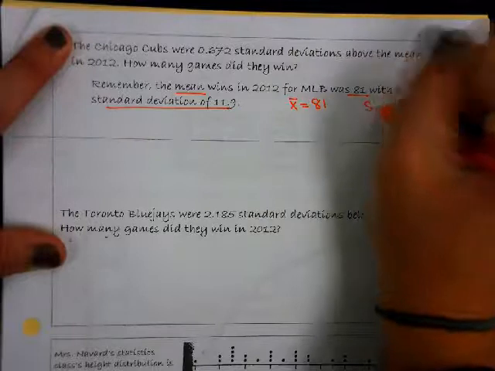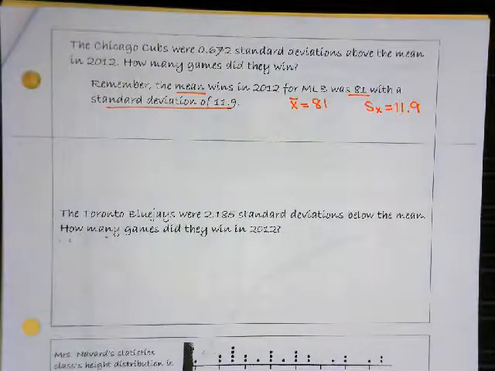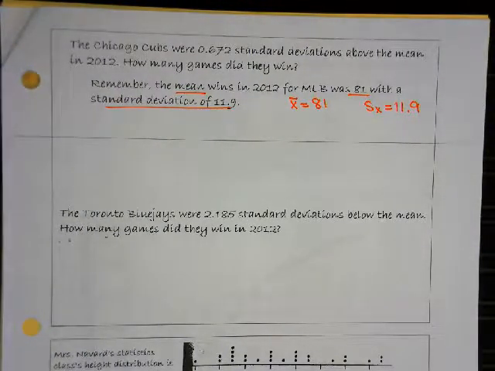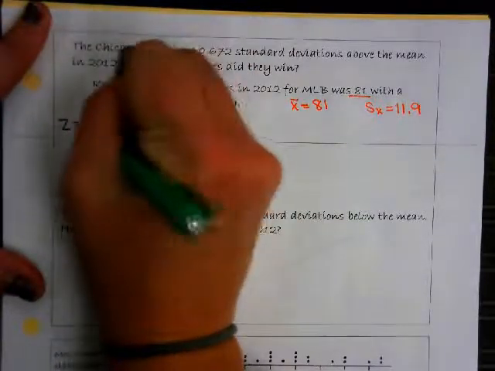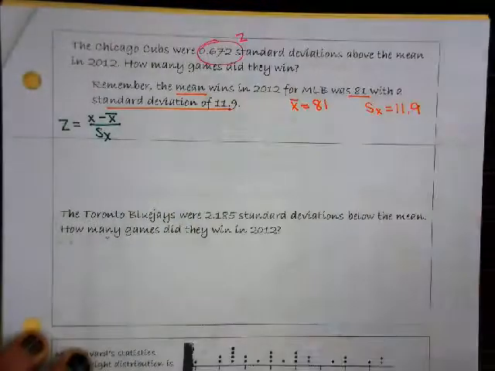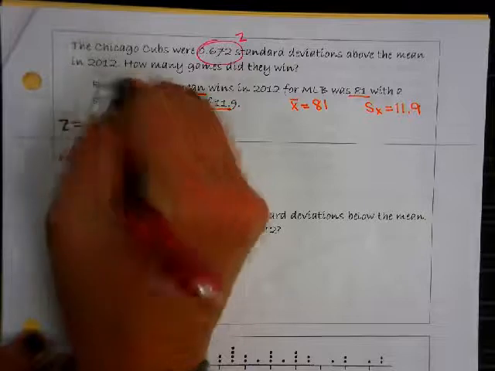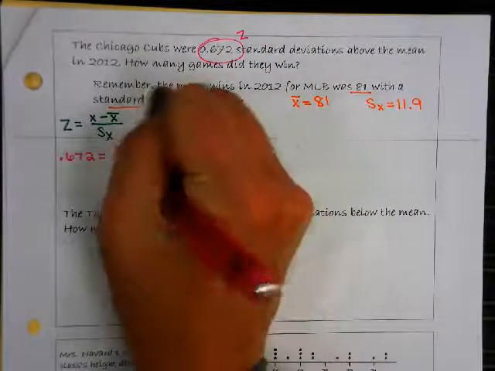So we're still going to use that Z-score formula, but this time we know the Z-score and our observation, the X, is the unknown. So we're going to work with this formula. We know our Z-score, that's up here, 0.672. We don't know X, the number of wins they had. We know the average is 81, and we know standard deviation is 11.9. How do I solve for X?